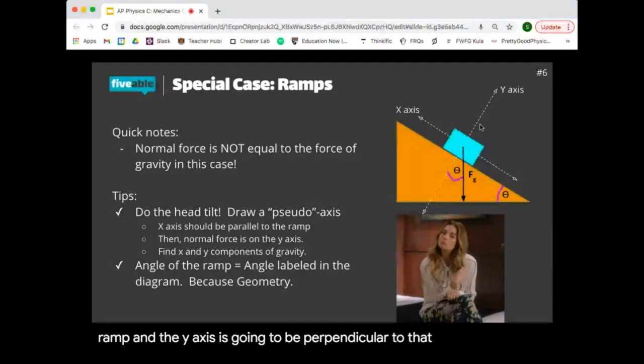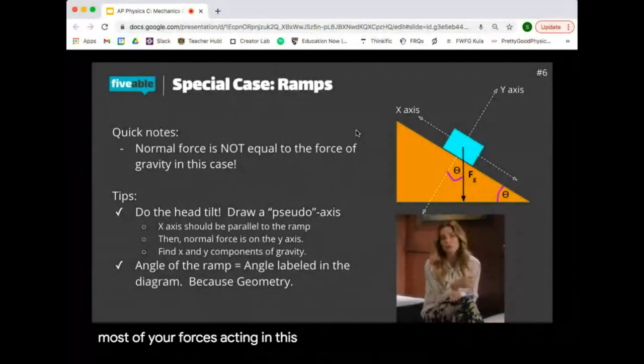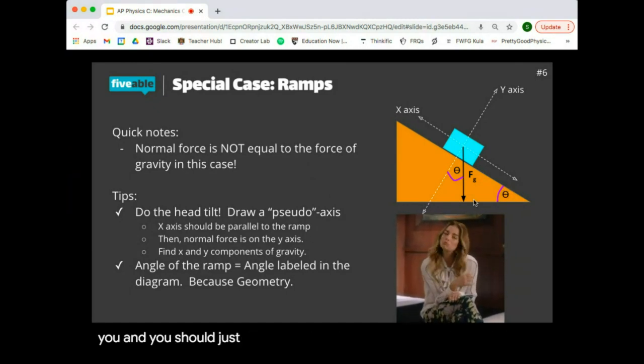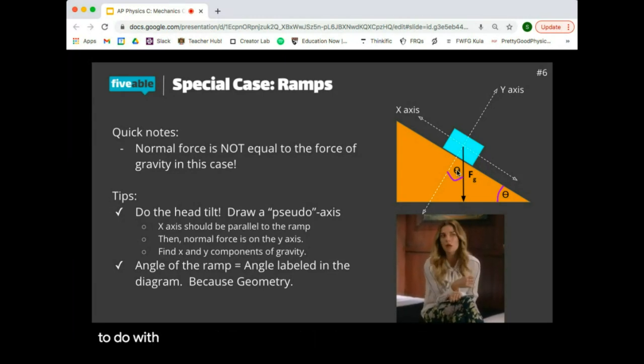If we do that, then most of your forces acting in this situation are going to be on one of the two axes. The only one probably that won't be is gravity, and we can do some special geometry. I'll just tell you, and you should just remember that in these situations, the angle of the ramp is going to be equal to the angle between the y-axis and the force of gravity. So those two angles are going to be the same. Again, it has to do with some fancy geometry, but you can just remember that. That's going to be a shortcut.